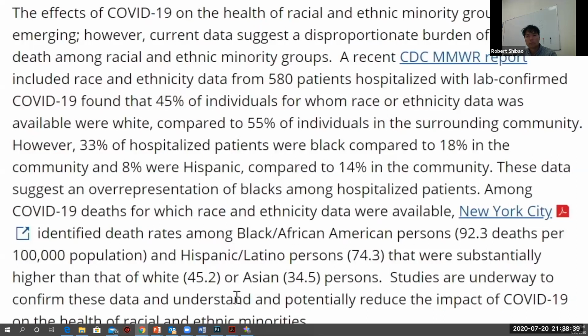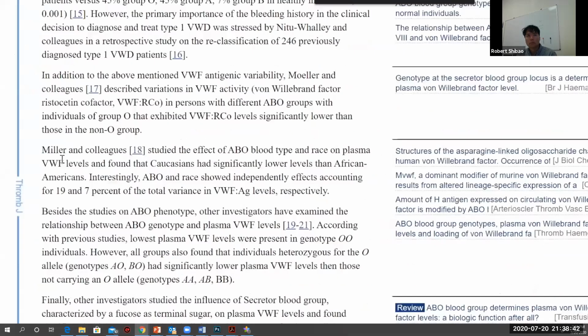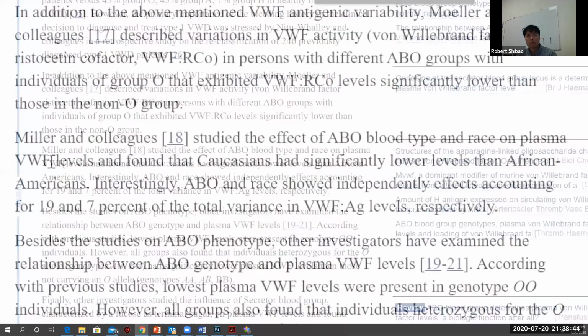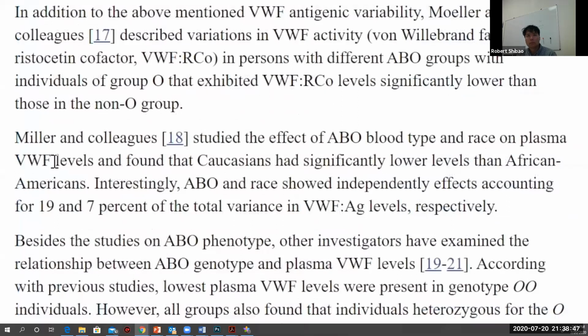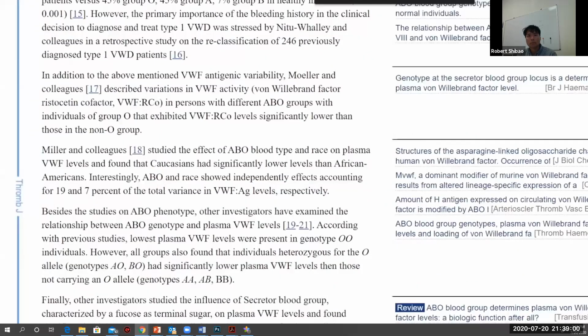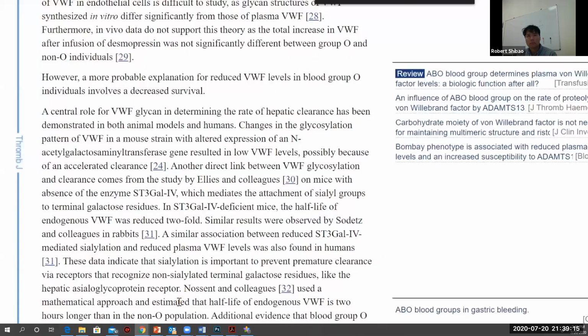They also noted that Black or African Americans had death rates that were substantially higher than that of white or Asian persons. Now, when we go back to this article, it states here that Miller and colleagues studied the effect of ABO blood type and race on plasma von Willebrand factor levels and found that Caucasians had significantly lower levels than African Americans. Could this also be by coincidence? It's possible that whatever affects the level of von Willebrand's factor may be a risk factor for increasing death from COVID-19, but it could also be a coincidence. So why are there lower von Willebrand factor levels in blood group O?